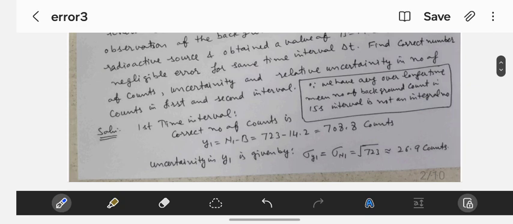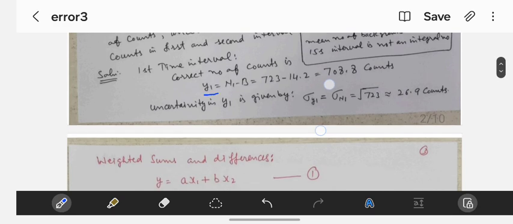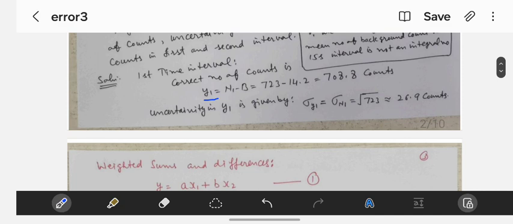Okay. So if you are measuring in 15 seconds that n1 count is 723, then the original count will be the subtraction of that background count from n1. So the correct number of counts in y1 is n1 minus b, that is 723 minus 14.2, which gives you 708.8 counts. That is the correct number of counts in y, and the uncertainty in y will be the root of the total number of counts, with the background included. So it will be sigma n1, that is 26.9 counts. So we now get what the error in it is. The y1 original value is 708.8 and the error is 26.9.